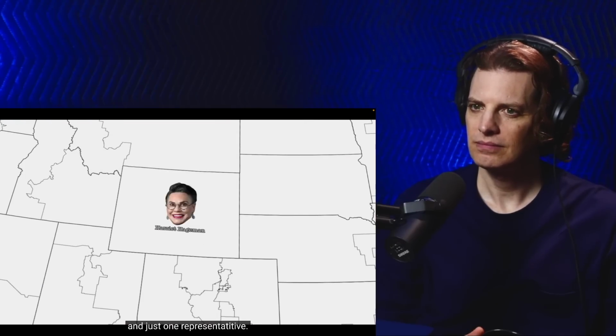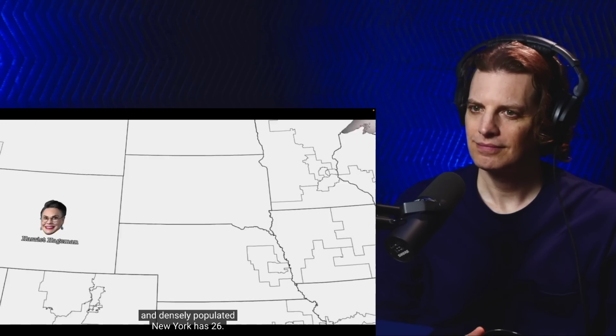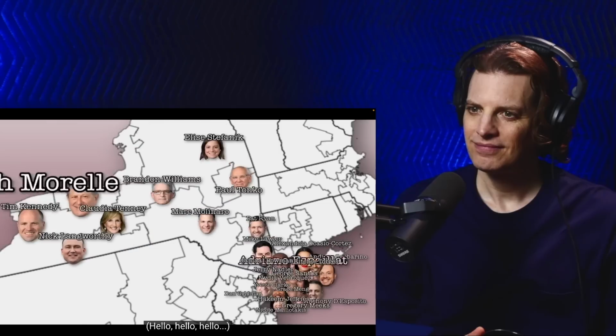For example, sparsely populated Wyoming has just one district and just one representative. Hello. And densely populated New York has 26. Hello. That makes sense, but if you zoom in, some of it doesn't make sense. Lots of districts have very suspicious looking shapes.